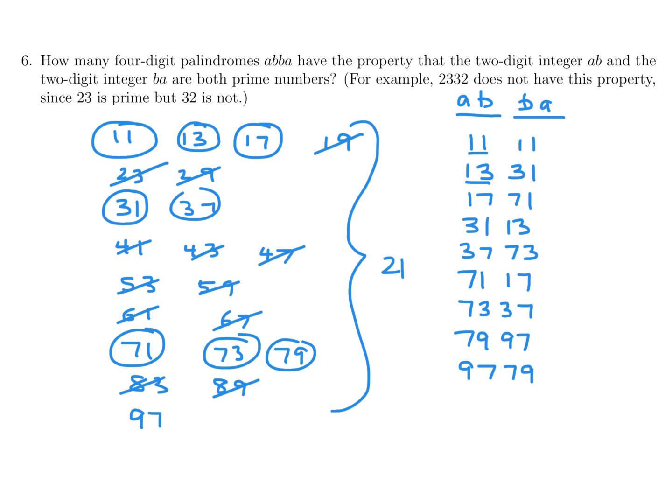Okay, so if I've done this correctly, these are the ones. So that's 1, 2, 3, 4, 5, 6, 7, 8, 9. So 9 will be able to be made, 9 palindromes with the conditions stated in the question.